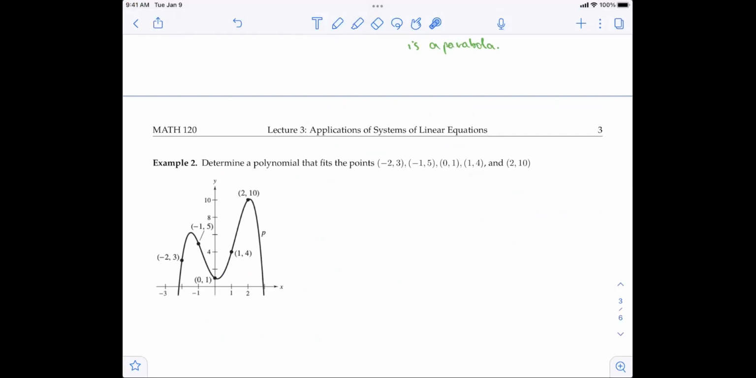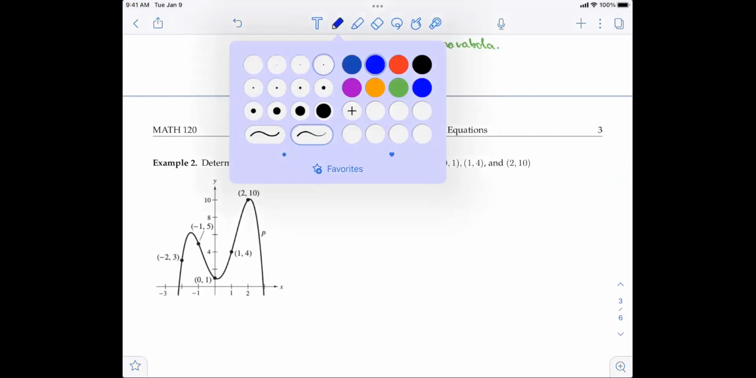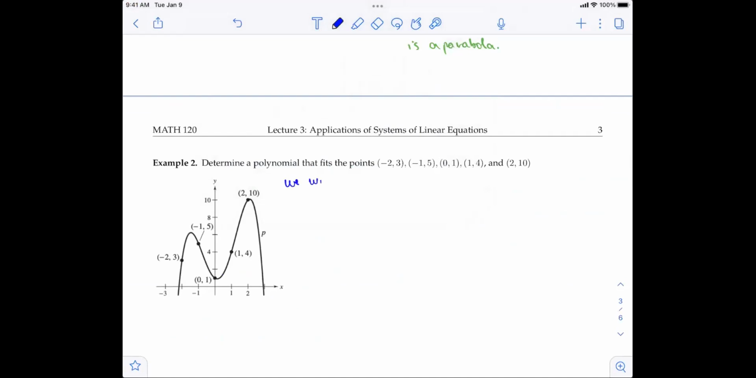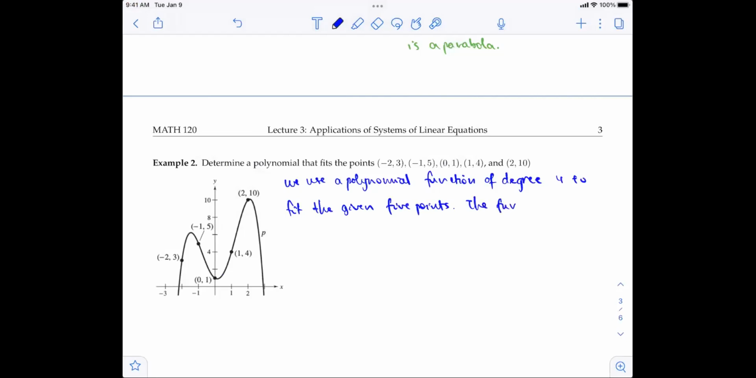All right, so let's set that up. We use a polynomial function of degree 4 to fit the given 5 points. Right. So the function is of the form.